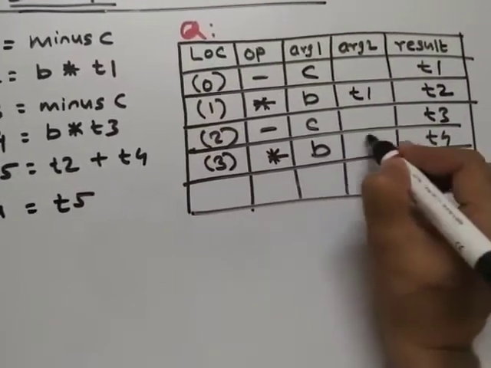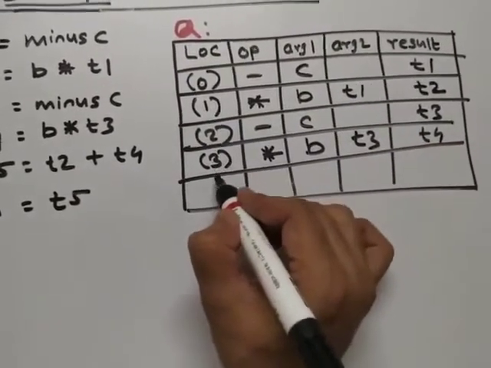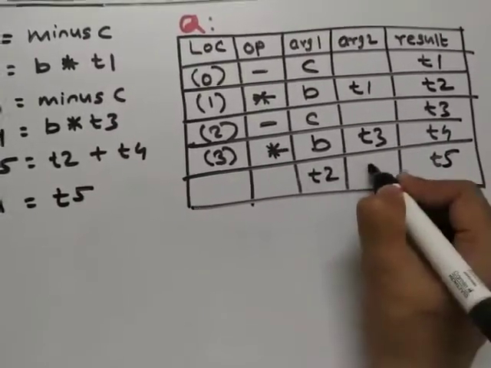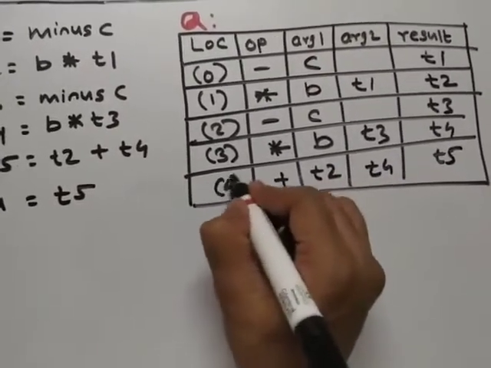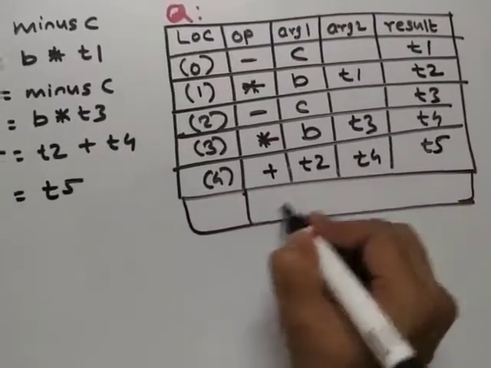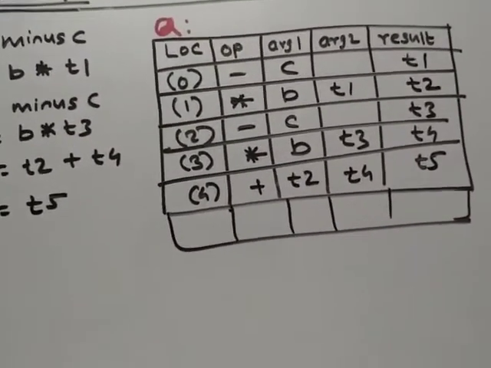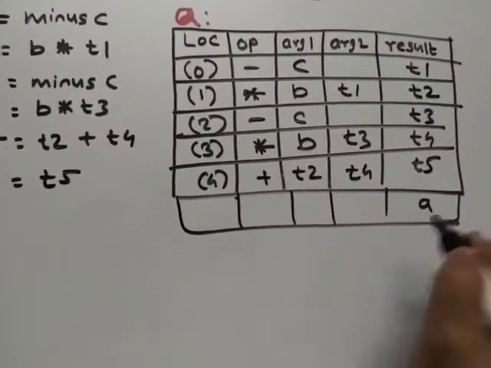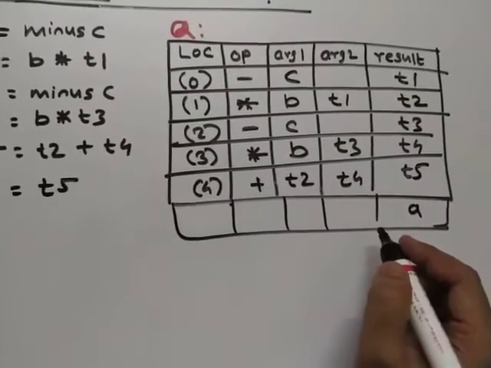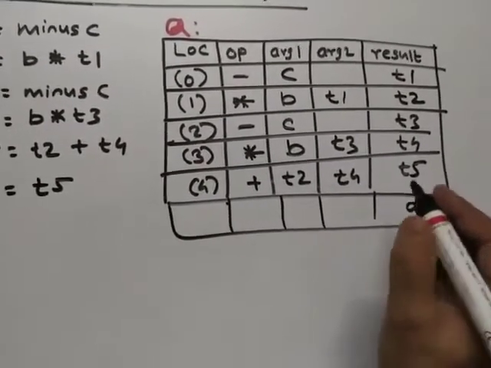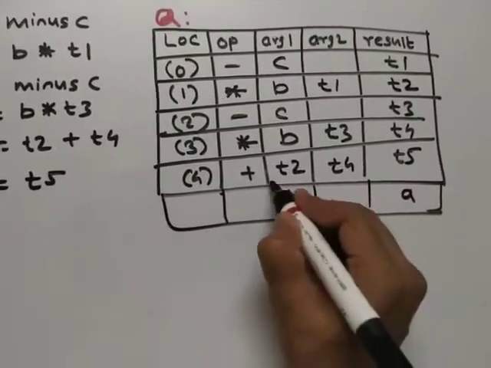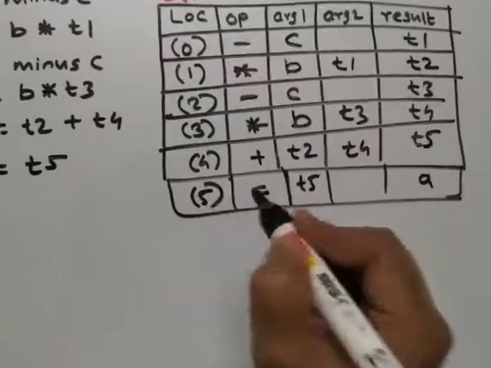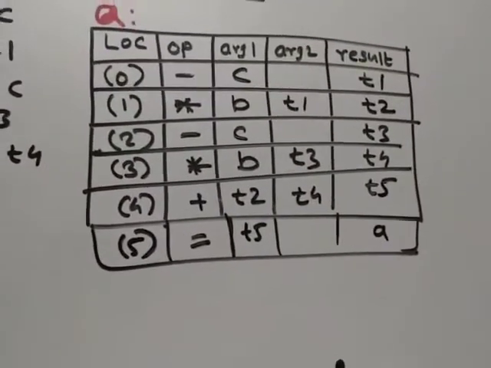Multiplication between B and T3, and next will be T5. For T5 we will have T2 and T4, and both are added, and lastly we will store that entire result into A, not T1. So the result will be A, and the argument for that will be T5. So the first argument will be T5; since it is an assignment statement, no second argument is there, and the operator will be equal to, and it will be the fifth location. So in this way the quadruple is obtained.